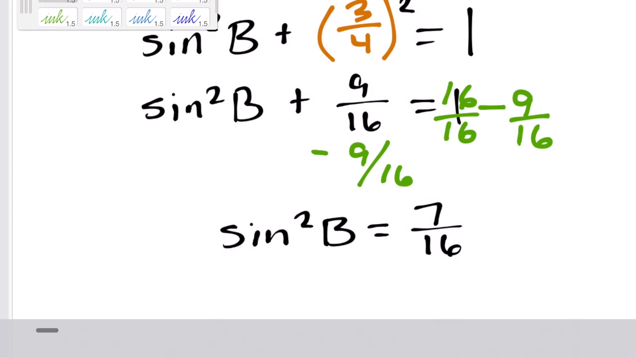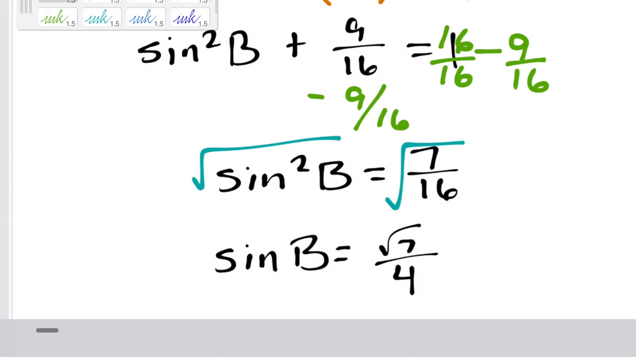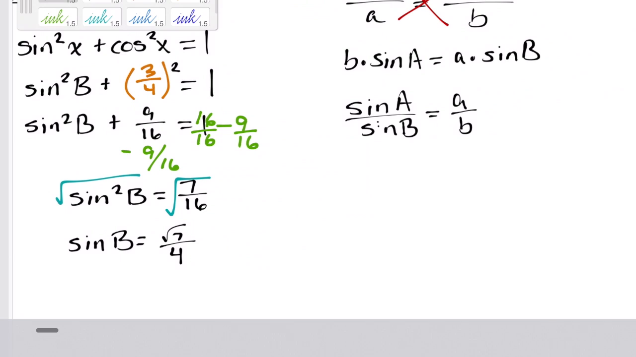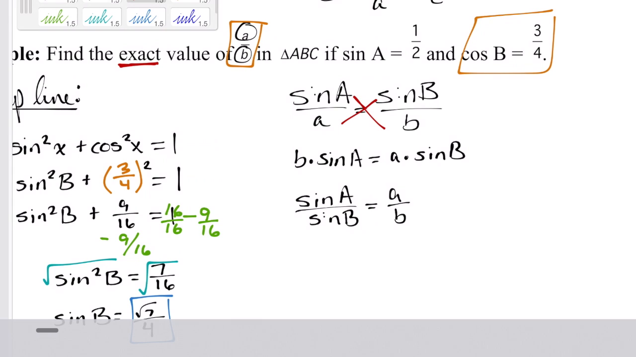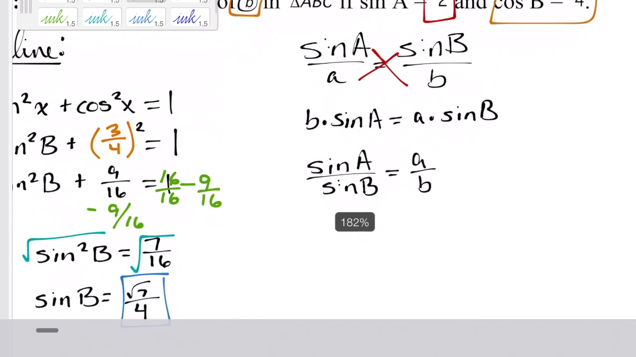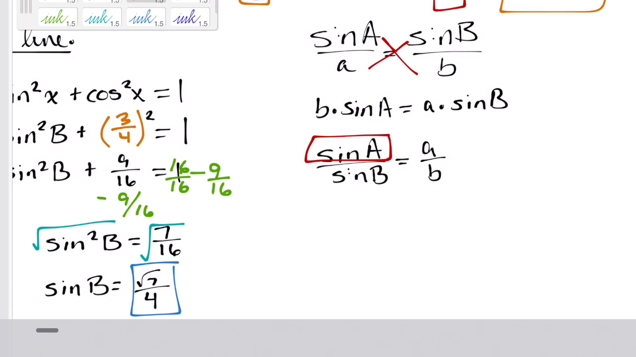And in order to get rid of that square, I will have to take the square root. Since I don't know the square root of 7, I'll keep it as square root of 7. And of course, the square root of 16 is 4. Now that I have my sine of B, which is square root 7 over 4, and I have my sine of A, which is 1/2, I can plug that into the equation that I made to figure out what A over B is. So now I have 1/2 over, this is really disgusting, square root 7 over 4. This is equal to A over B.